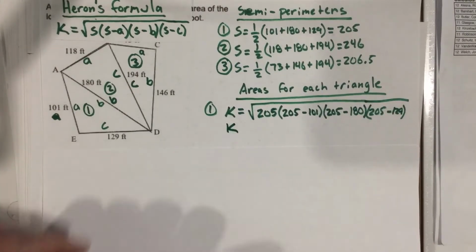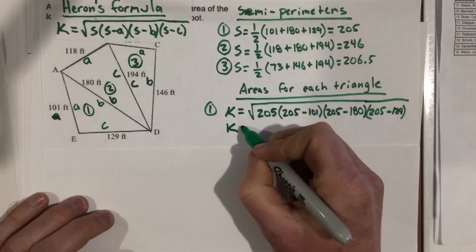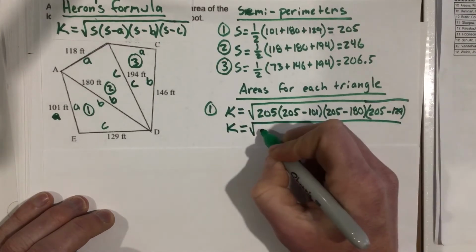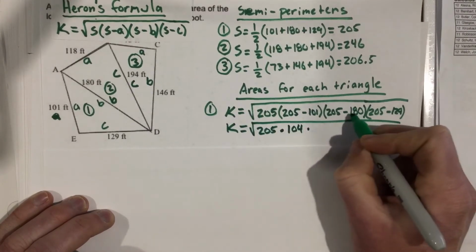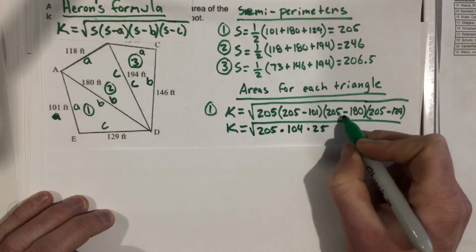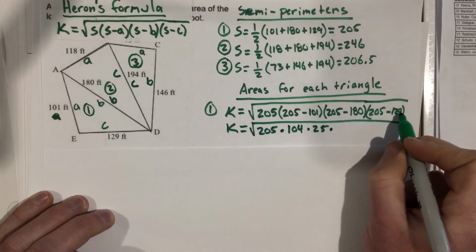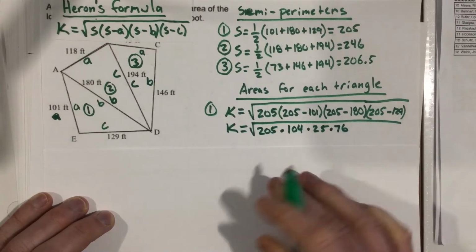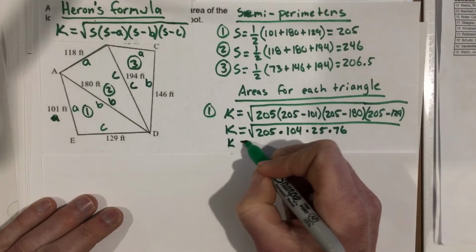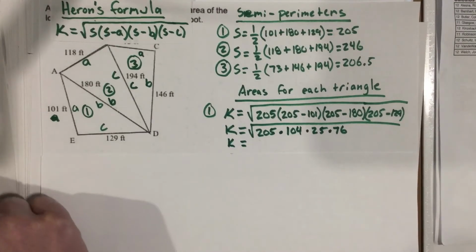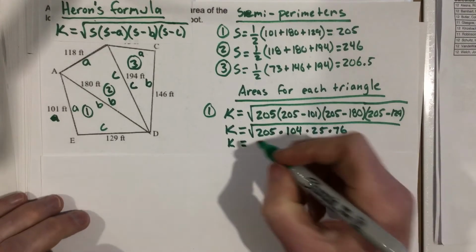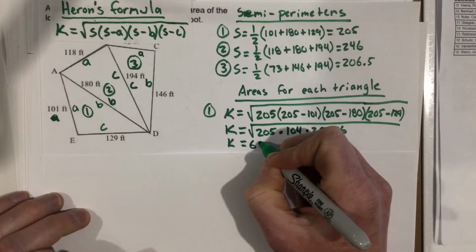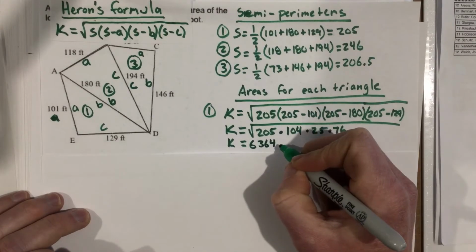So let's plug all that in the calculator. If I simplify this just a little bit, that'd be 205 times 205 minus 101, that's 104, times 25, times 76. So now I can put that in the calculator and I get K equals, so 205 times 104 times 25 times 76, and then I do the root of this in the calculator, and it gives me 6,364.6.